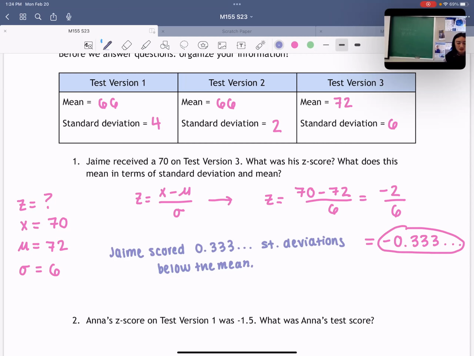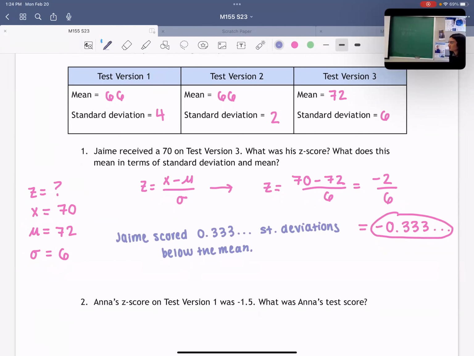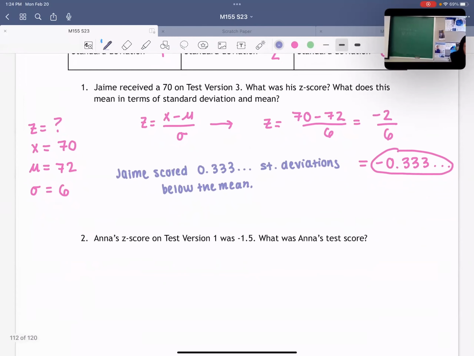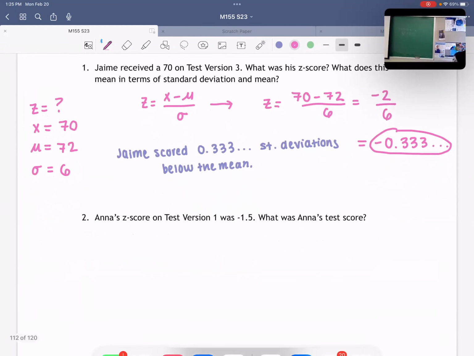Okay. Let's make things a little bit more complicated, okay? Let's say we have Anna. Now, Anna scored a z-score of -1.5. This time, I don't want to know her z-score. I want to know her actual test score, okay? So using our formula, I know that I need a z, an x, a mu, and a sigma, okay? Is -1.5 a z-score or an x value? Z-score, right? Because it says the z-score was -1.5. That means z definitely has to be -1.5, okay? I don't know the test score, so I'm going to put a question mark for x, okay?